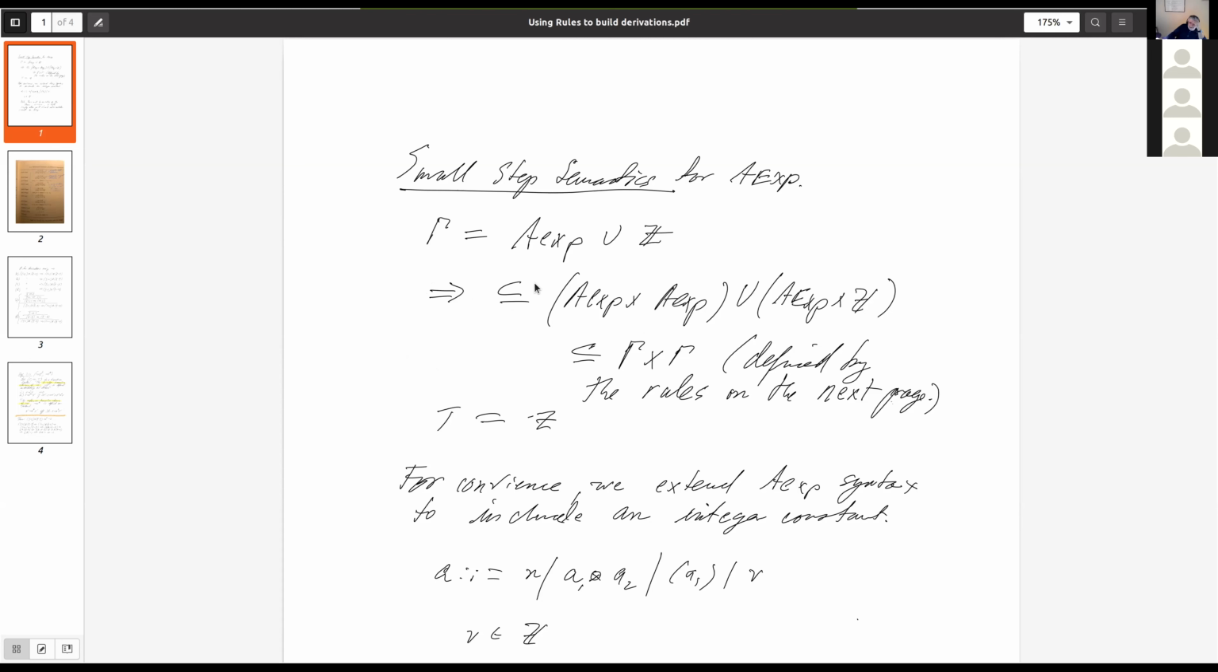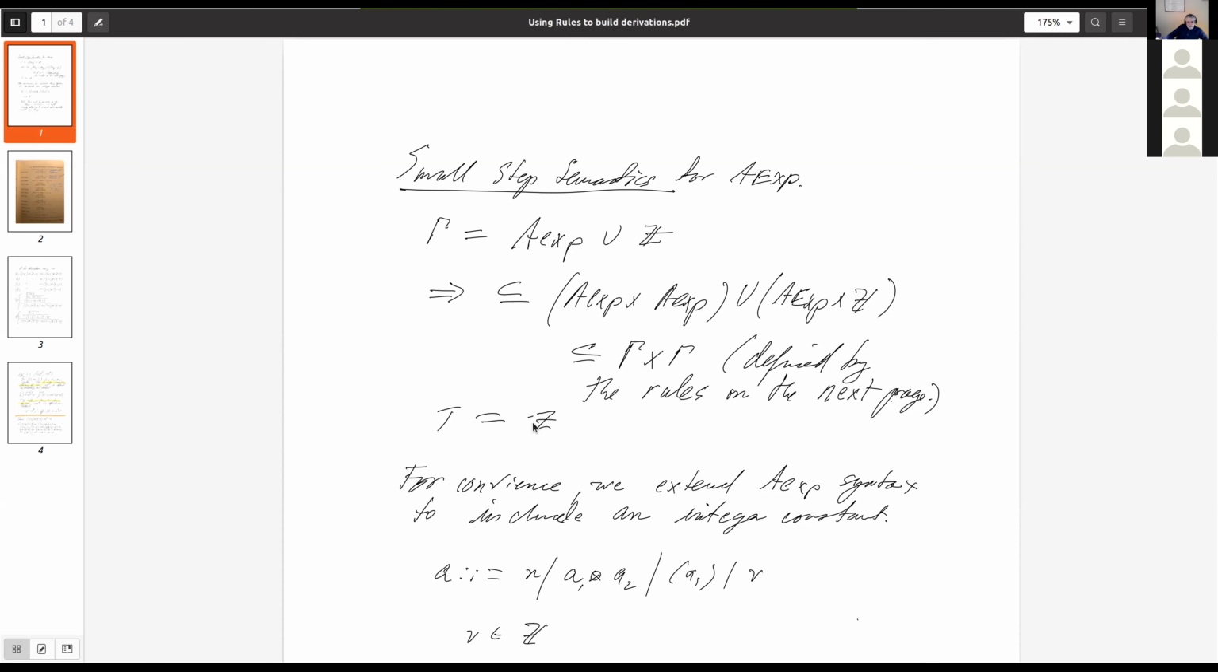Which is a subset of gamma cross gamma, because A expression is part of gamma. So here's a Cartesian product. Those are sets of pairs that consist of a first element that's an A expression and a second element that's an A expression. And then these are ones where A expressions go to ints. And so these are all of the well-formed configurations paired with configurations.